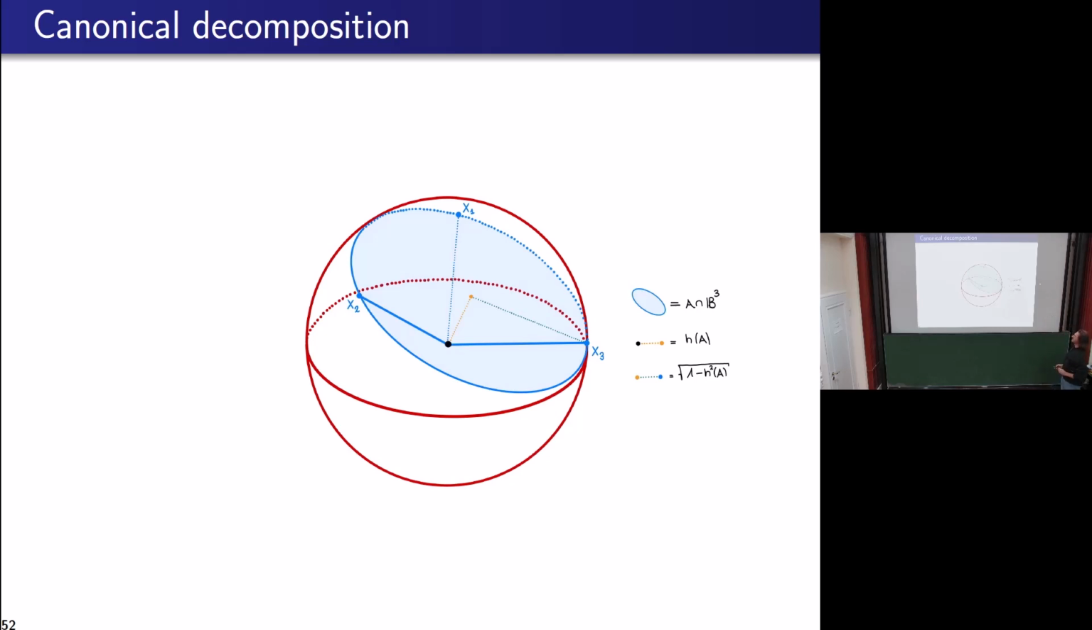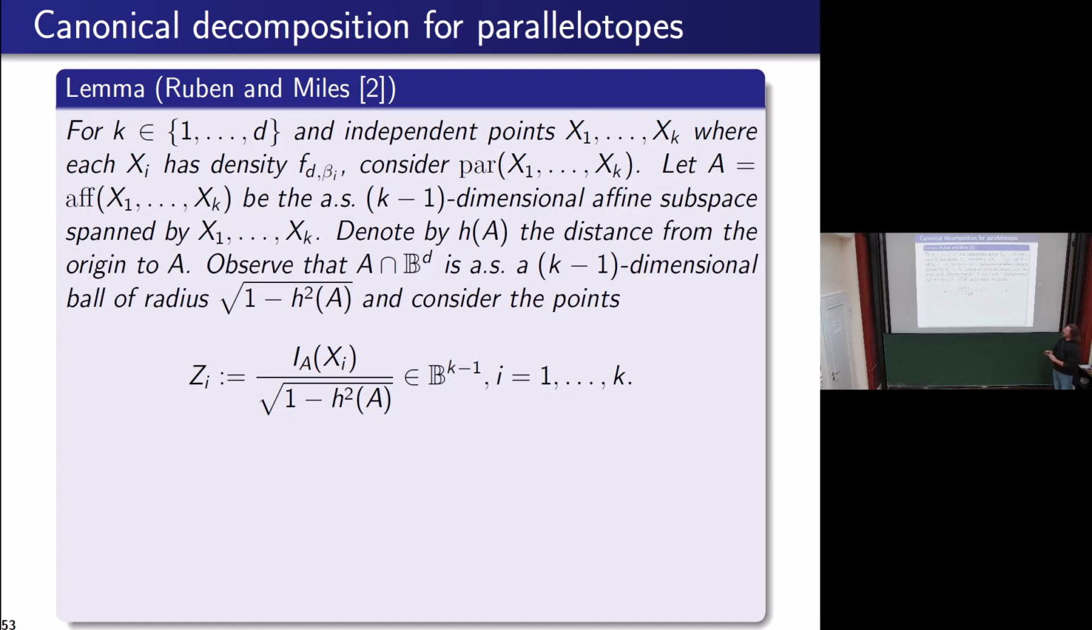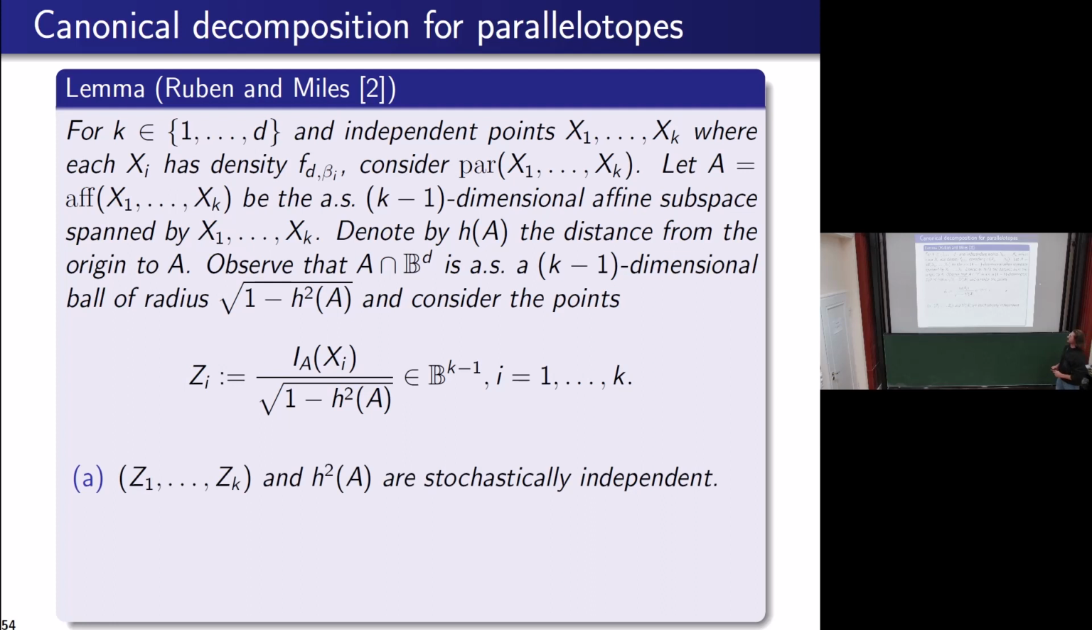Okay, now we haven't had the statement of the lemma. So again, this is nothing new, just a preliminary from the previous slide. The first statement is that the joint distribution of Z1 to Zk and the distance, or any function of the distance, are actually stochastically independent, which is good, because we're going to need that.